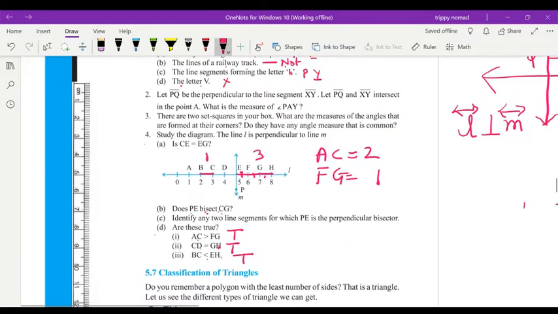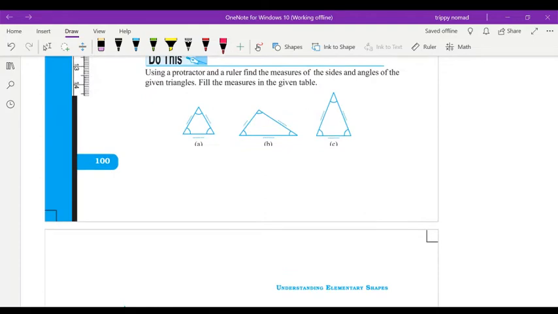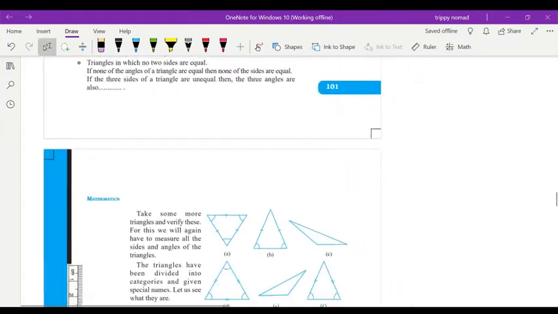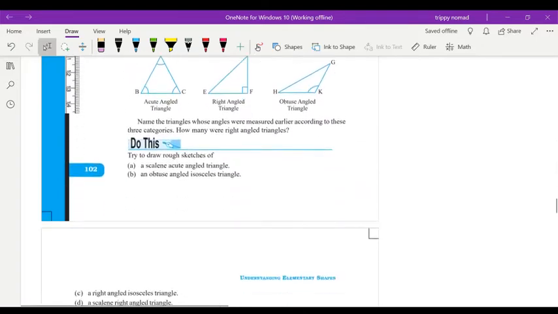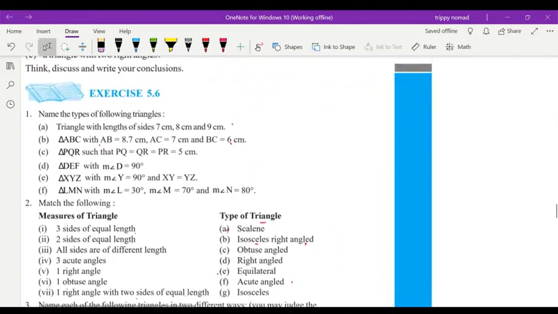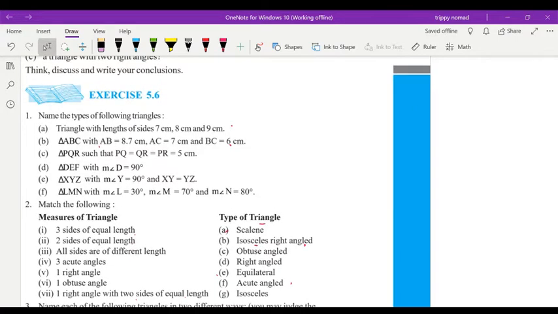I hope you understood this exercise. Now we are going to start the next exercise, children, 5.6. Before starting 5.6, let us discuss a few terms used in this exercise. On the basis of these definitions, you will be able to give the answers.